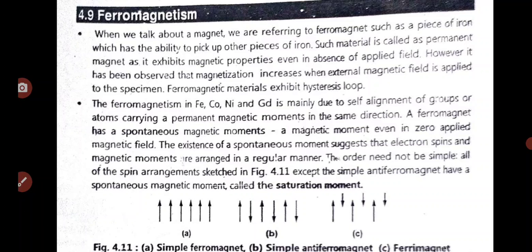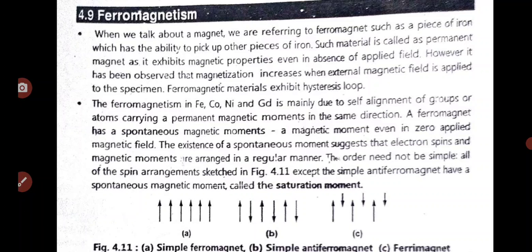This is the property of the ferromagnetic material: it picks up other iron pieces, and such a material is called a permanent magnet, which shows the permanent magnet condition in the absence of the applied field.